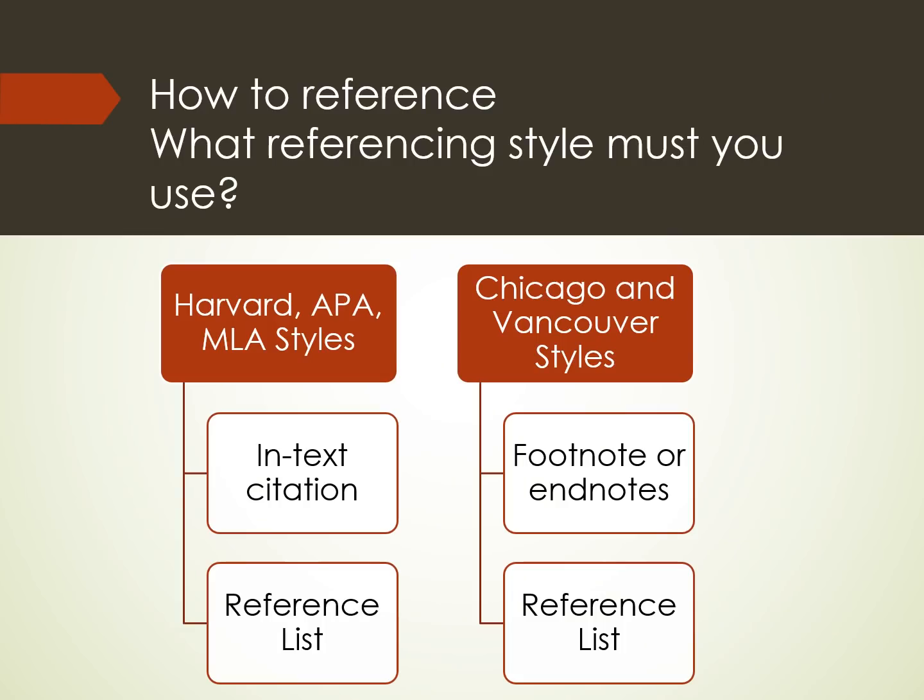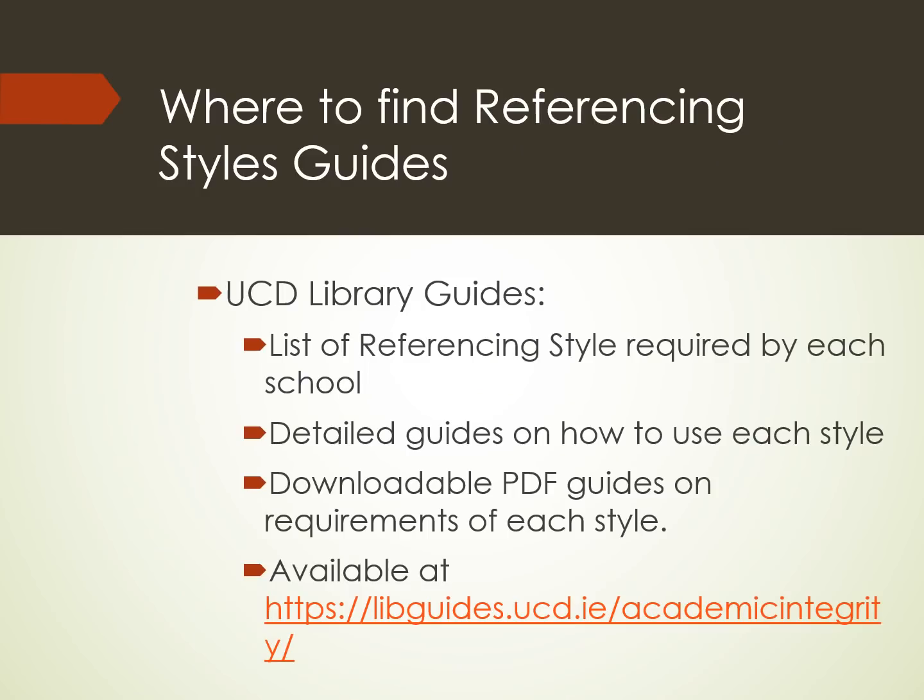As I said, the main distinction between different referencing styles is whether or not they use footnotes or in-text citations. So Harvard, APA and MLA styles all use in-text citation, which is then linked to a reference list at the end of the paper, whereas Chicago and Vancouver styles use footnotes or endnotes and a reference list at the end of the paper. So how do you know what referencing style to use for what school? The UCD Library has a wealth of resources available on its website to help you with referencing, academic integrity and evaluating sources more generally, but it also has a list of all of the referencing styles required by each different school.